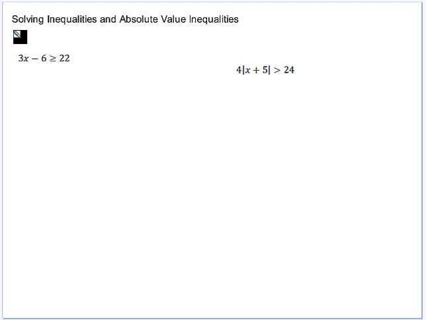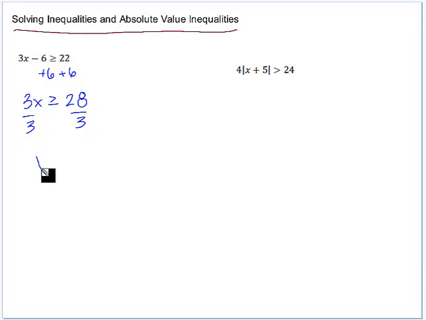All right, so now we're going to solve inequalities and absolute value inequalities. So for this first one here, we just need to get the x alone. So that'll involve us adding 6 to both sides. So this gives us 3x is greater than or equal to 28. And then we would divide by 3. So x is greater than or equal to 28/3.